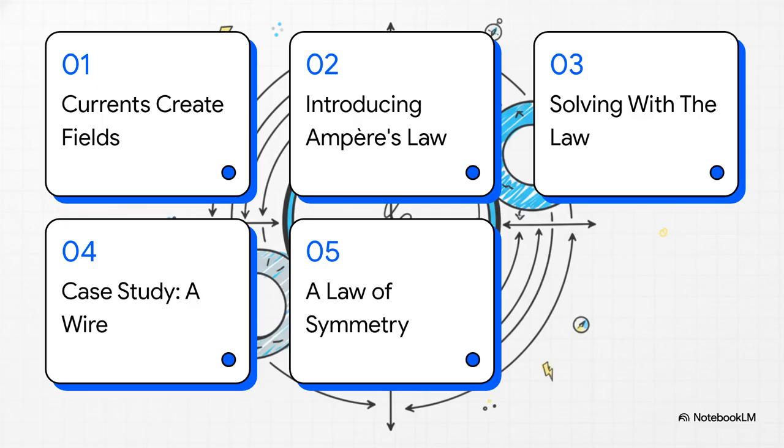We're going to start with the absolute basics, the link between currents and magnetic fields. Then we'll introduce the star of the show, Ampere's law itself. After that, we'll walk through exactly how to use it step by step. We'll even tackle a classic problem with a long wire. And finally, we'll talk about why this law is all about one thing: symmetry.